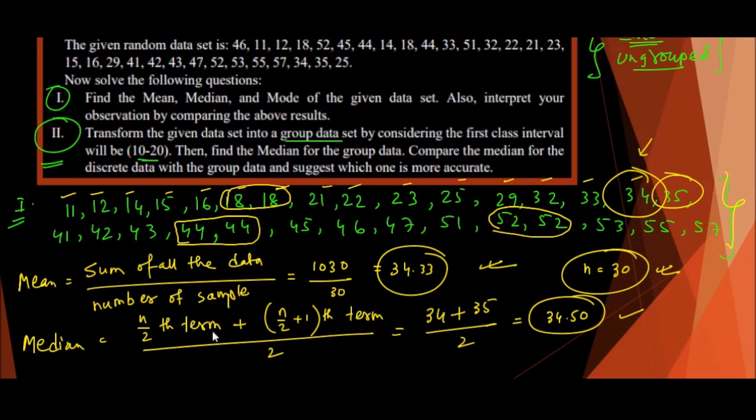So in that case, what will be your mode? Mode will be 18, next 44, next 52. These three numbers are going to be your mode. That means at that particular point, the frequency is maximum, their occurrence is maximum. So this is the answer for your first part.